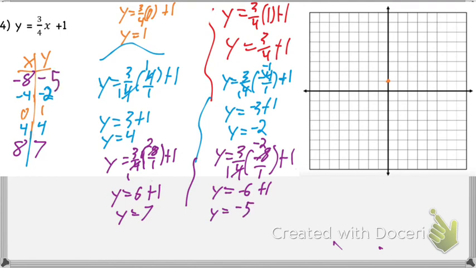Now, why did 8 and negative 8 work well? Not because they go into 4, but because 4 goes into them. They're multiples of 4. So here's a hint, guys. I want you to write this hint down. For the x here, when there's fractions, use multiples of the denominator. It's kind of a hint. Use multiples of the denominator.